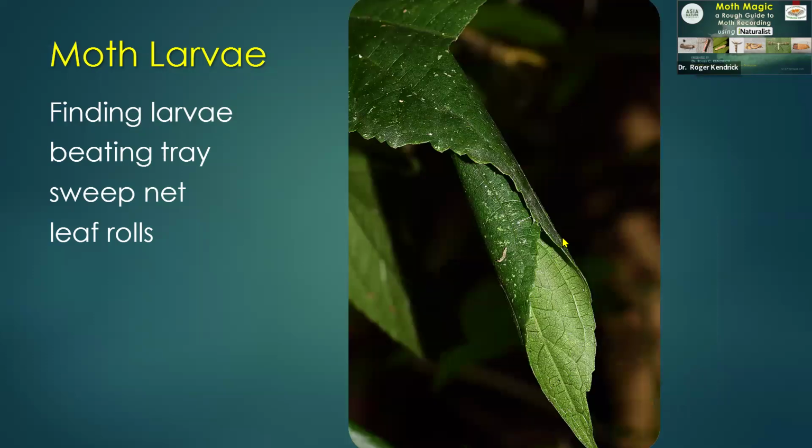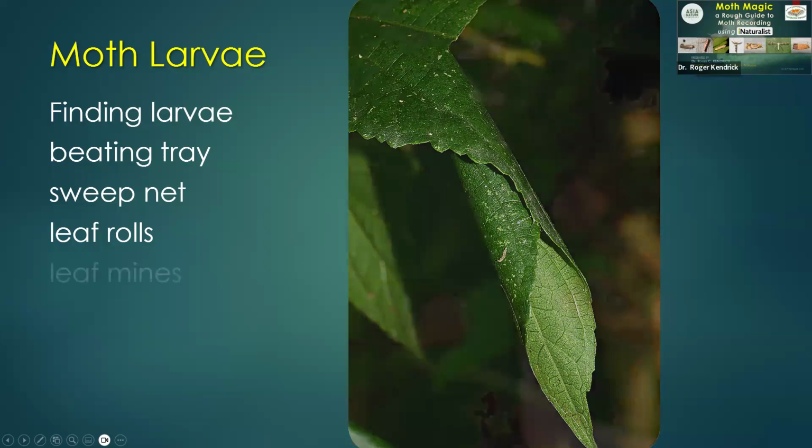Leaf rolls like this. This is in a common plant of the nettle family in Hong Kong. And larvae stitch the roll together with their silk at particular points, and the larvae live inside. Spiders do this too, by the way, so don't expect everything to be a moth or butterfly larva.